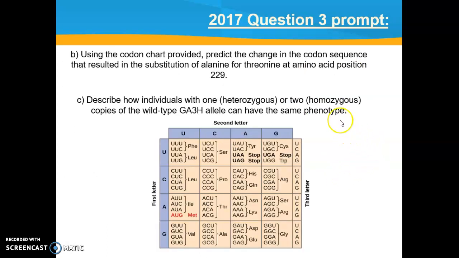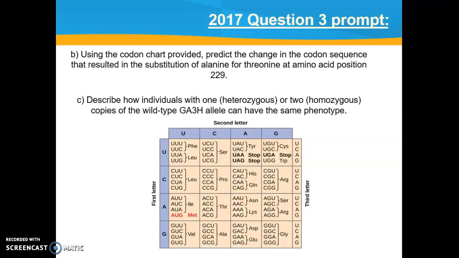Part B, it's saying that if we are substituting alanine for threonine, what could have happened in the DNA? So we find our chart here, we find alanine is here. So any of these codes for alanine, and any of these code for threonine. What do you think happened? What's different between those two amino acids' codons? If you look, it's the first letter, right? So if the first letter changed to this, any of those things there, that's probably what happened, okay?